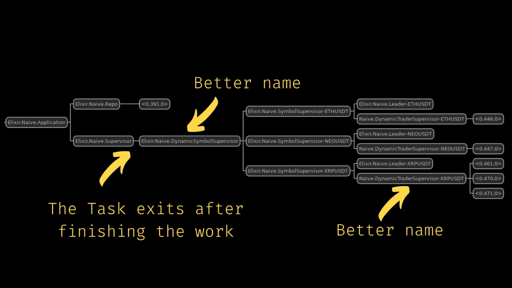That finishes the changes in this episode. We can now start the IEx shell and look at the observer as we will start trading. Things to observe here is that the auto start trading task disappears after finishing its job, and both Dynamic Symbol Supervisor and Dynamic Trader Supervisor have more descriptive names than previously.